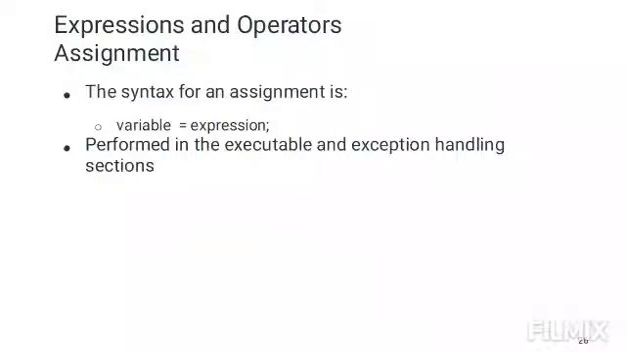Next, expressions and operators. All the familiar operators are also available in MySQL operations. Here I use only one operator, the assignment operator, for which an equal to symbol is used. Variable equal to expression is a statement which assigns an expression to the variable. Assignment operations or expressions and operations are performed in the executable and exception handling sections.